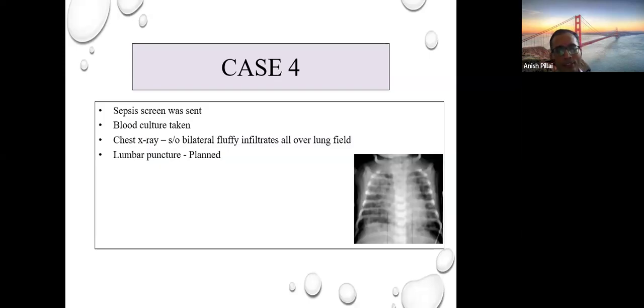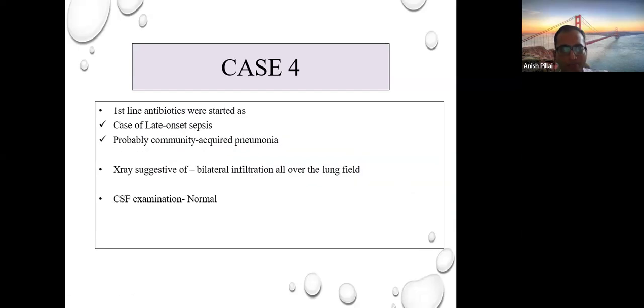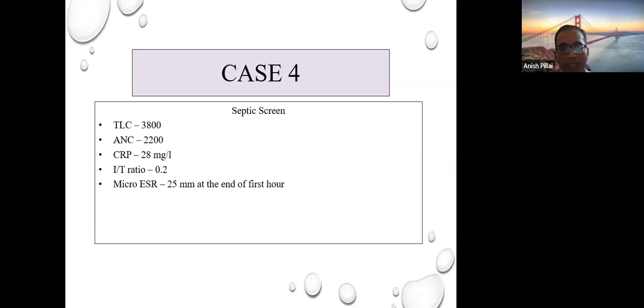So when this X-ray was done, there were fluffy infiltrates like a community acquired pneumonia in the lung. Blood culture was taken and a lumbar puncture was planned. So this was a case of late onset sepsis, probably community acquired pneumonia based on the X-ray. CSF examination was normal because remember this is a late onset sepsis. So ideally the CSF examination has to be done prior to starting antibiotics.